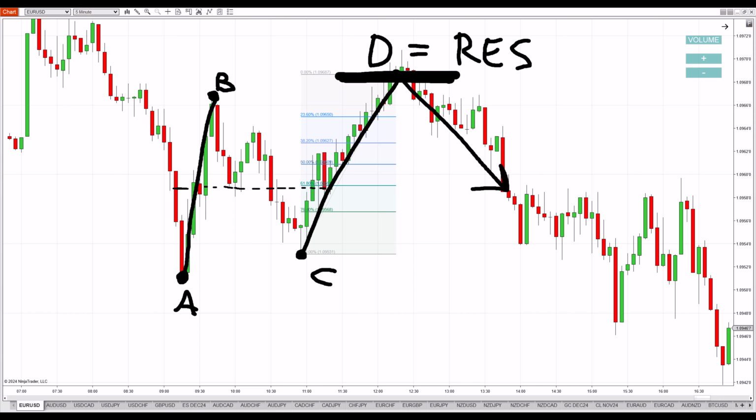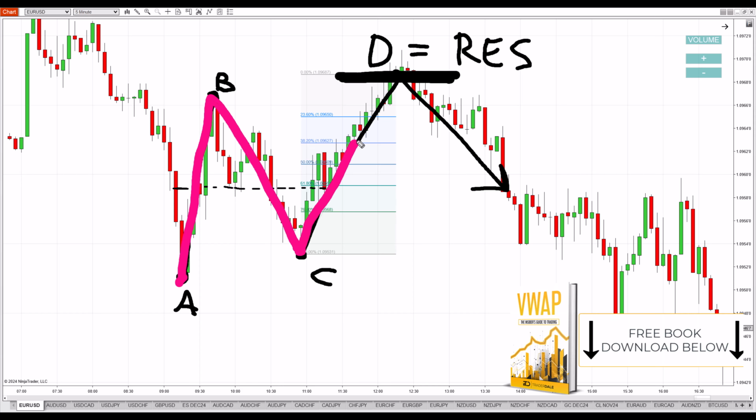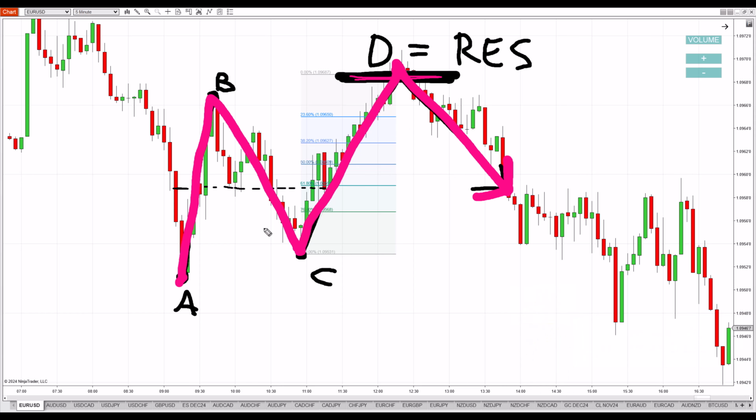So here's the wave-like pattern, right? From A to B, pull back to C, then the price goes higher to the level D and down, this being your short level.